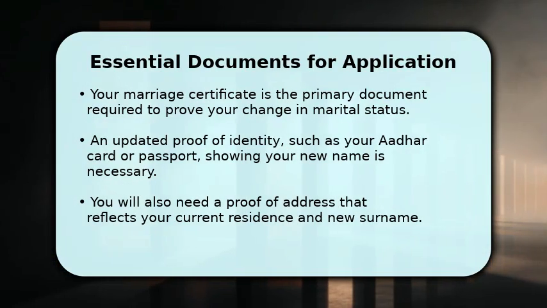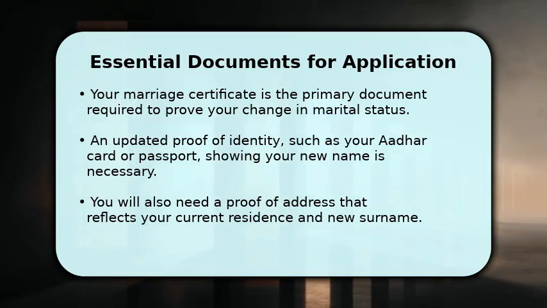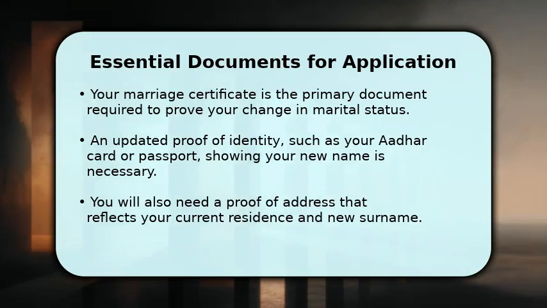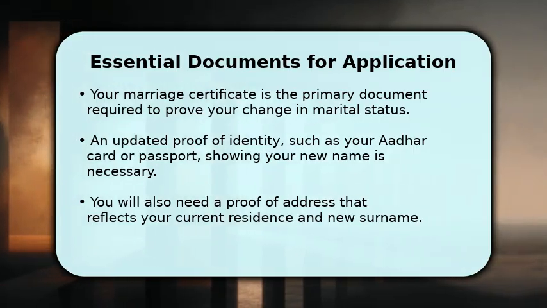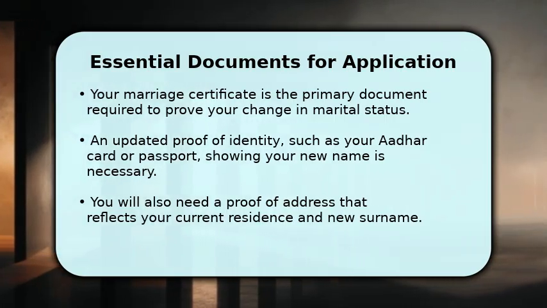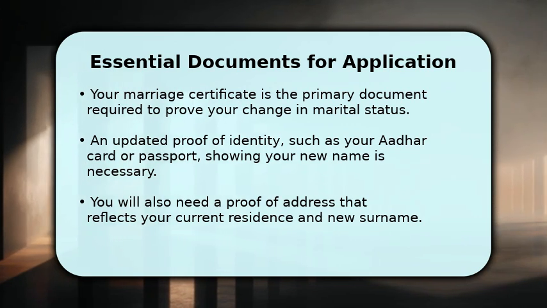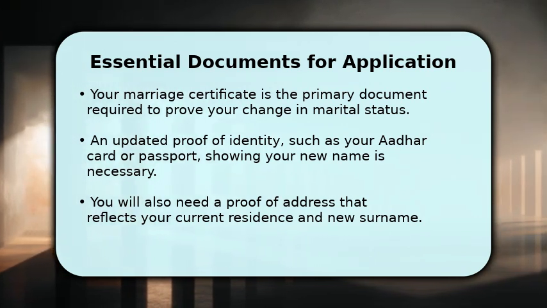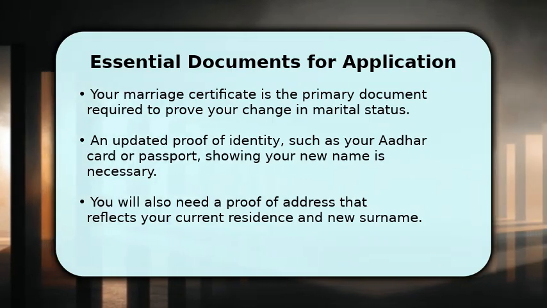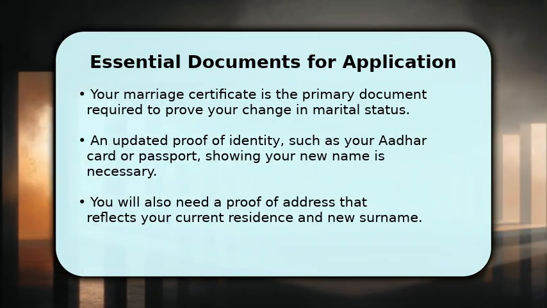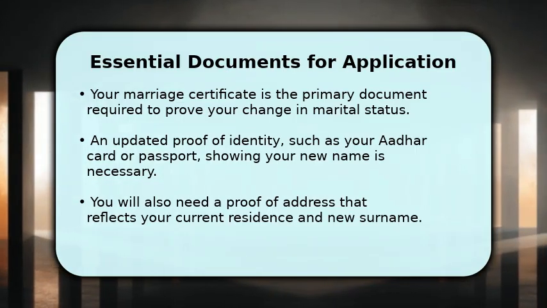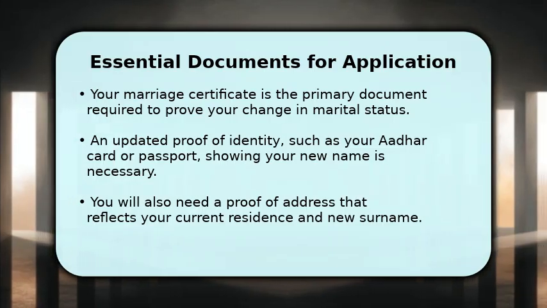To successfully change your name on your PAN card, you will need several key documents. Foremost among these is your official marriage certificate, which legally validates your name change. Additionally, an updated proof of identity like your Aadhaar card or passport clearly displaying your new surname is absolutely essential. You will also need a current proof of address, such as a utility bill or bank statement, matching your new name. Finally, a clear copy of your existing PAN card must be included with your application.